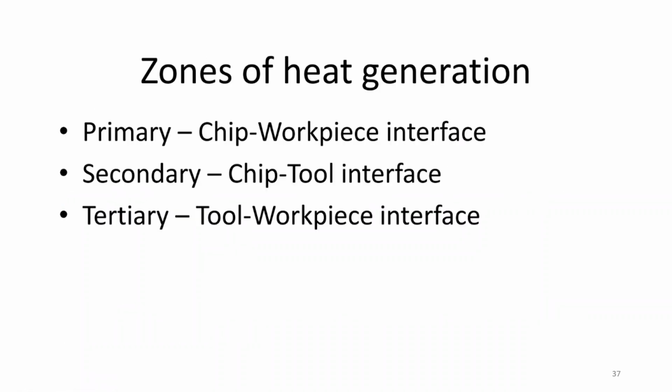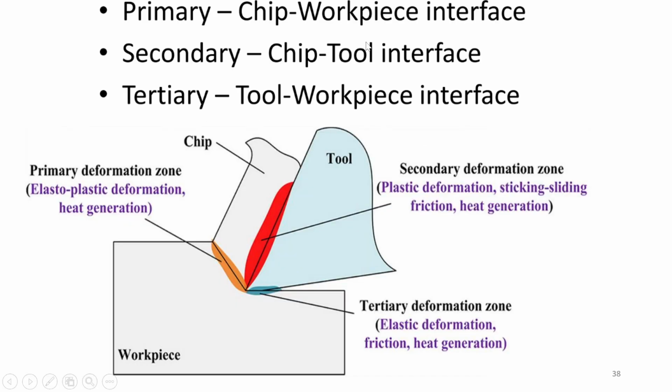Then heat generation, so there are three zones: primary, secondary, tertiary. Between tool and chip you have the secondary deformation zone, between chip and workpiece you have the primary, and between tool and workpiece you have the tertiary zone.